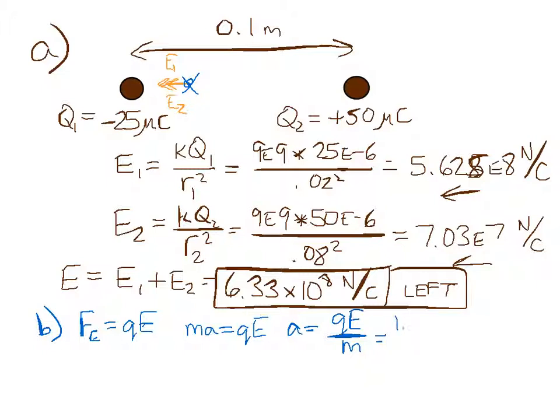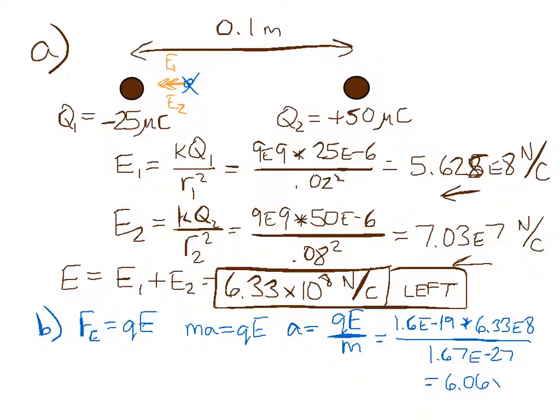The charge of a proton is 1.6 times 10 to the negative 19, times the electric field, which we just figured out is 6.33 times 10 to the 8th, divided by the mass of a proton, which you can look up in the chart, is 1.67 times 10 to the negative 27. That gives you an answer of 6.06 times 10 to the 16th, and this was the acceleration we're looking for, in meters per second squared. And we already said earlier that because it's a positive charge, it moves in the direction of the electric field, which is to the left.